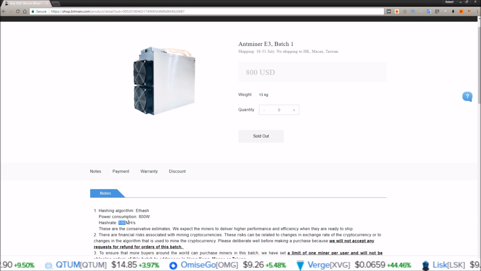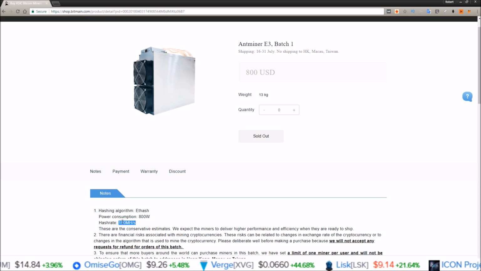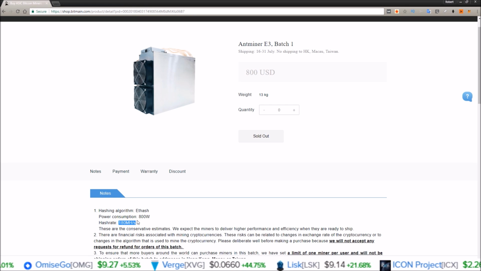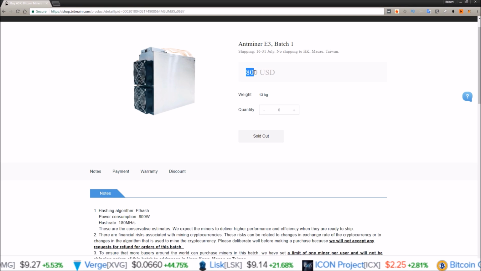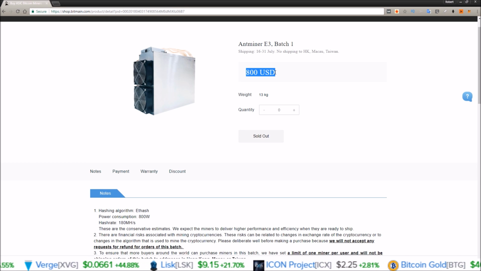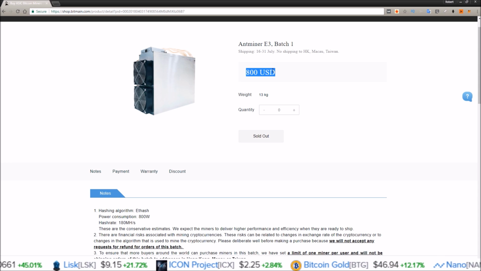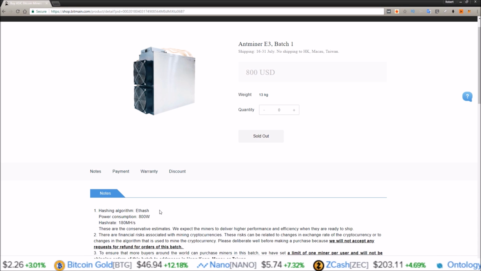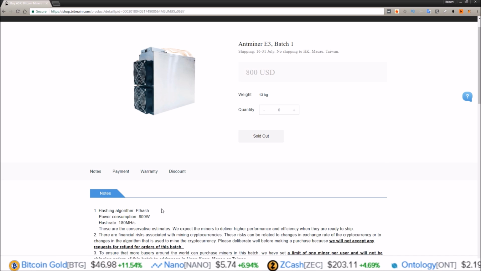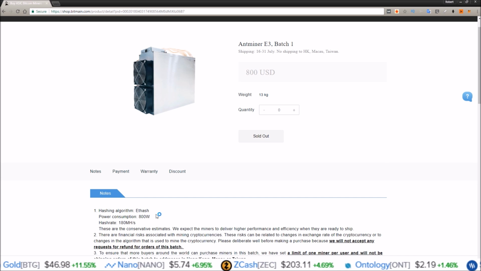You would need about a 6-card 580 rig to get these numbers after optimizing the cards. And $800 will not buy you 6 RX 580s. Especially at the prices we're seeing now, you might be able to get 2 RX 580s. So this is definitely good news for GPU miners that mine Ethereum or any Ethash algorithm.